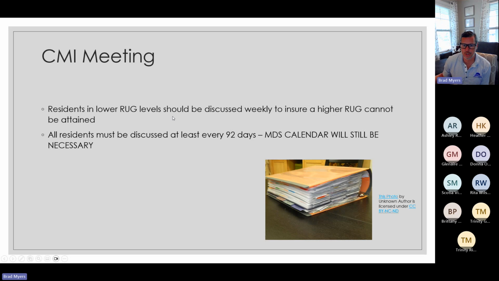Residents in a lower rug level should be discussed weekly to ensure a higher rug cannot be attained. Because again, we just did this assessment 3 weeks ago. This person is PA1, but for whatever reason, because of orders and visits, therapy, a diagnosis, COVID, something that happened at the hospital, we can go ahead and capture that rug. You don't want to wait until they're back on the MDS calendar to realize that. We need to be talking about those lower rug people every single week to make sure we're not missing something that could affect the overall case mix.